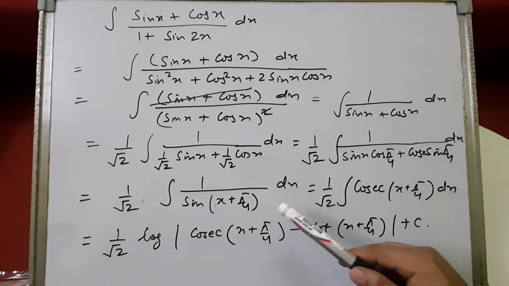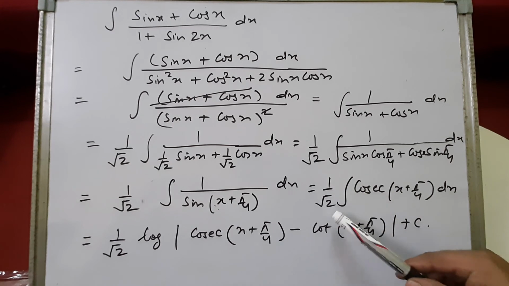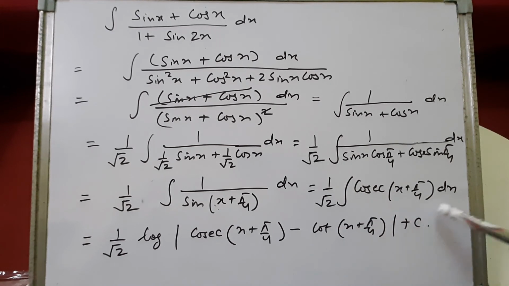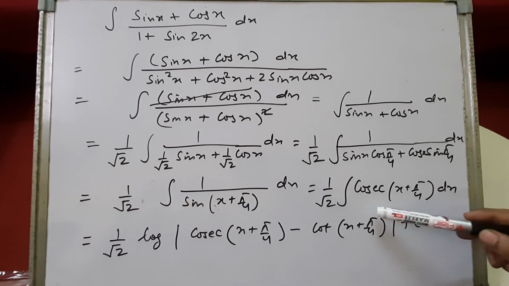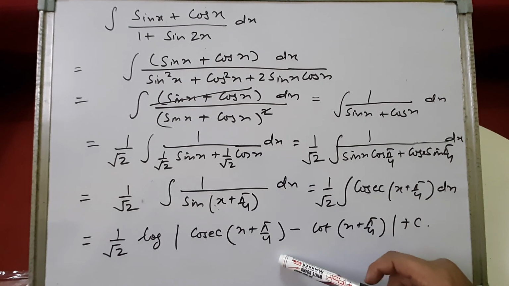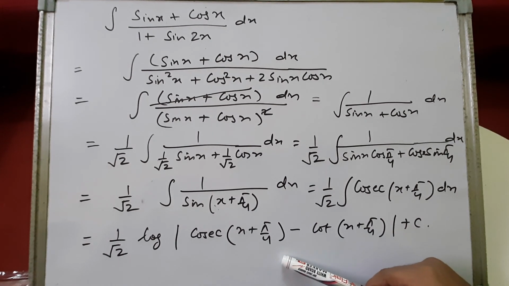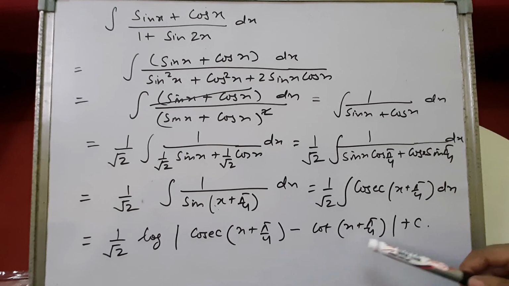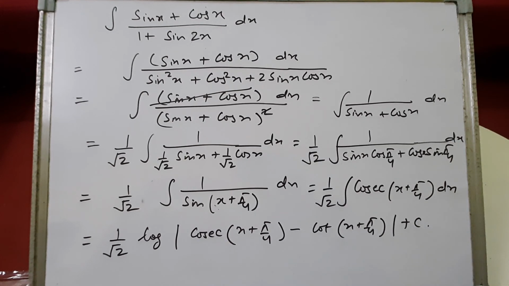1 upon sin theta is cosec theta. So it will become 1 upon root 2 integration of cosec(x plus pi by 4) dx. Integration of cosec x is log mod of cosec x minus cot x, right? So the integration of cosec(x plus pi by 4) will be 1 upon root 2 log mod of cosec(x plus pi by 4) minus cot(x plus pi by 4) plus c. Alright children, please note down the solution.